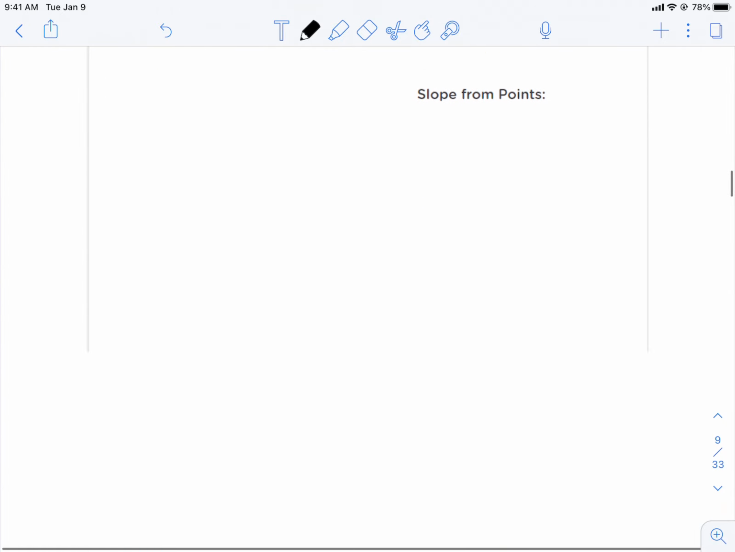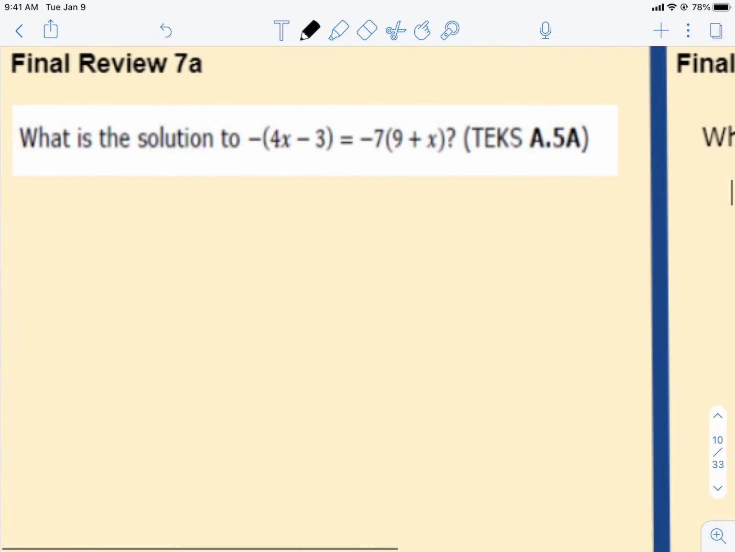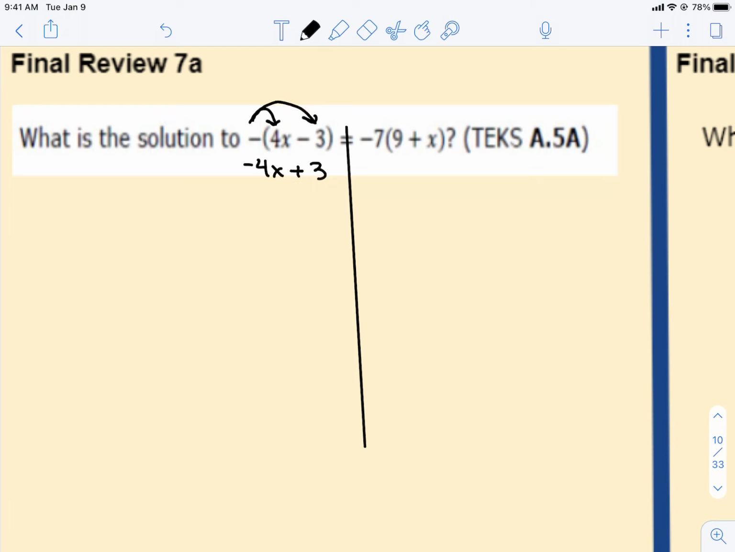Okay, looking at the next one. 7a, what is the solution to this equation? So we're going to solve it by hand. We're going to draw a line through the equal sign. Okay, we're going to distribute: negative times 4x is a negative 4x. Negative times a negative 3 gives me a positive 3. I have a negative 7 times a positive 9, which gives me a negative 63. And then a negative 7 times x, which is a negative 7x.